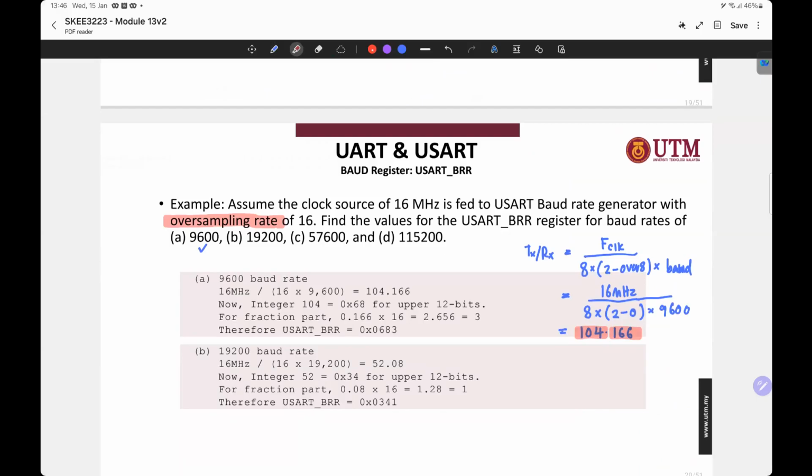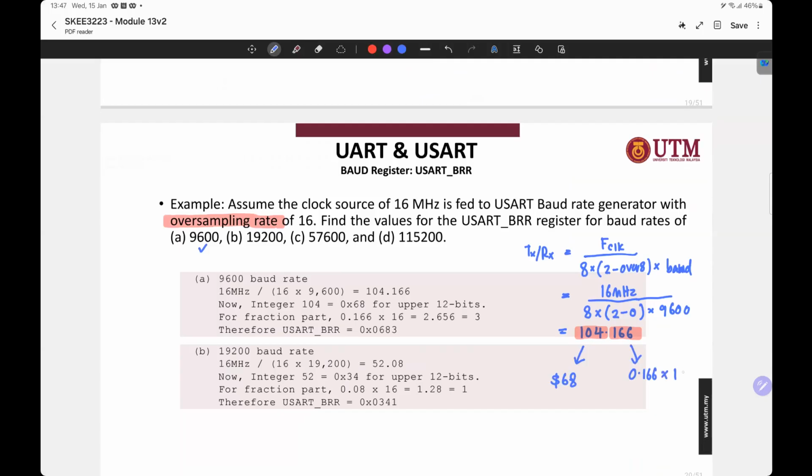Okay, so from this decimal, you need to change to binary. Oh, sorry, to hexadecimal or to binary also correct. Okay, but we use the hexadecimal. 104, change it to hexadecimal. Okay, you will get 58, while 0.166 change to hexadecimal. Okay, so how to do it?